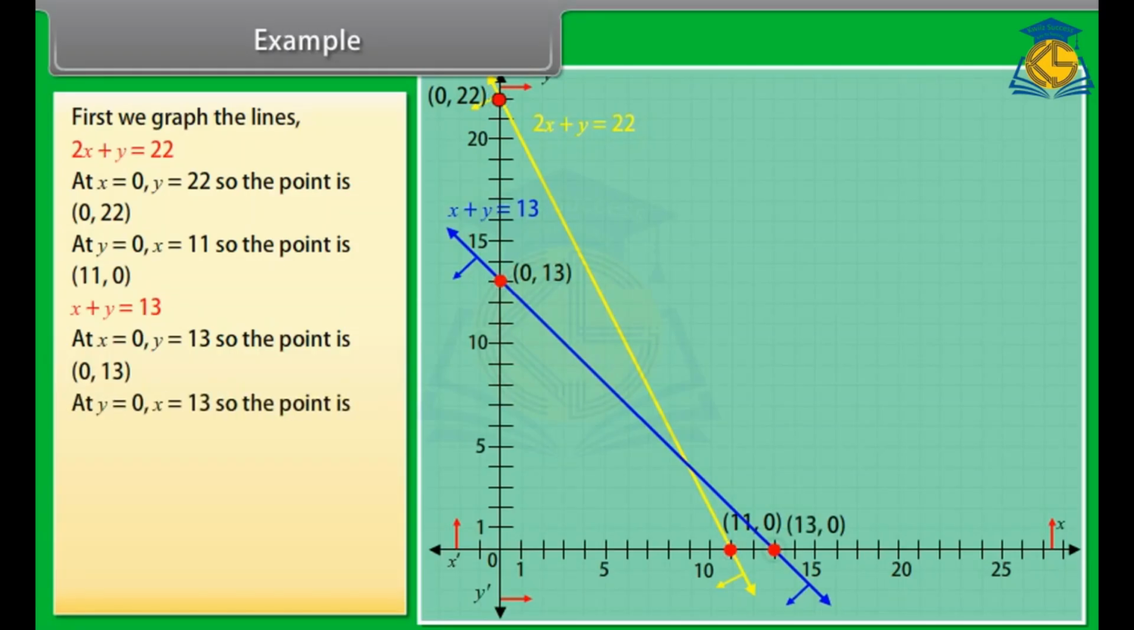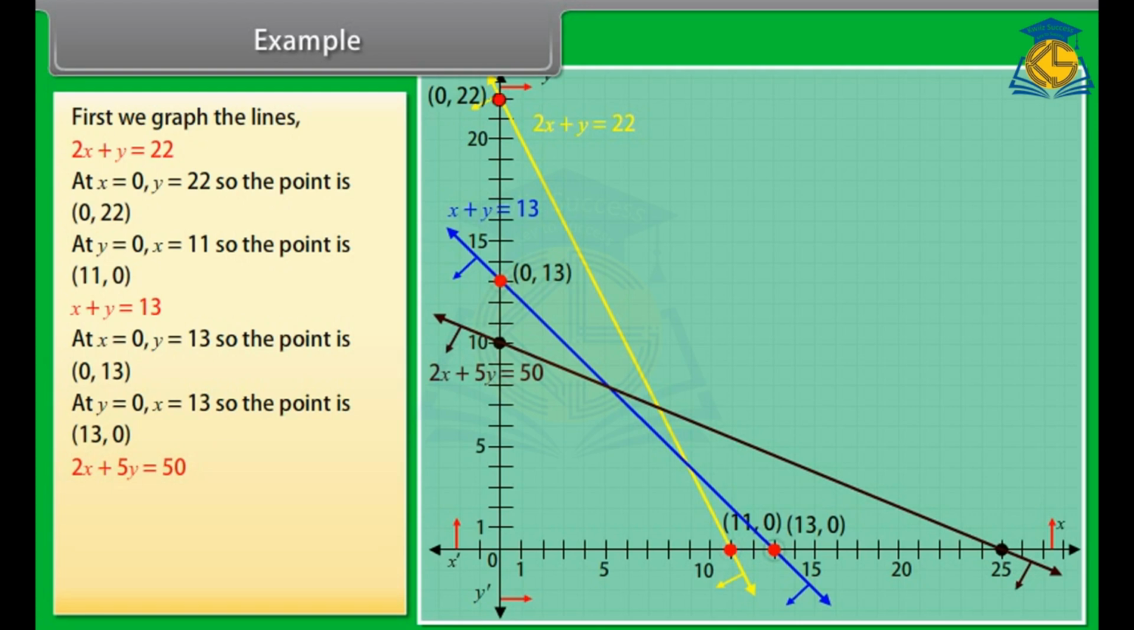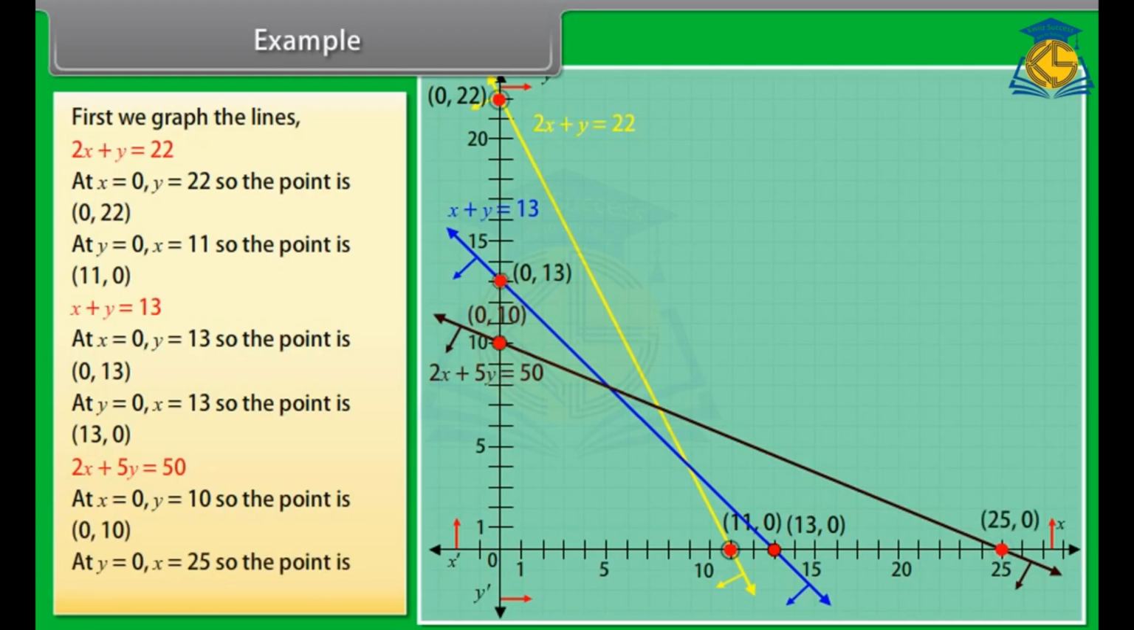At y is equal to 0, x is equal to 13. So, the point is (13, 0). 2x plus 5y is equal to 50. At x is equal to 0, y is equal to 10. So, the point is (0, 10). At y is equal to 0, x is equal to 25. So, the point is (25, 0).